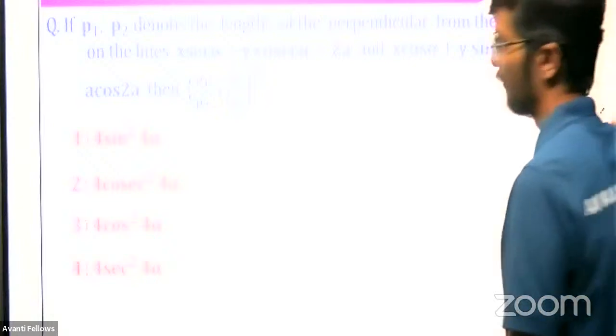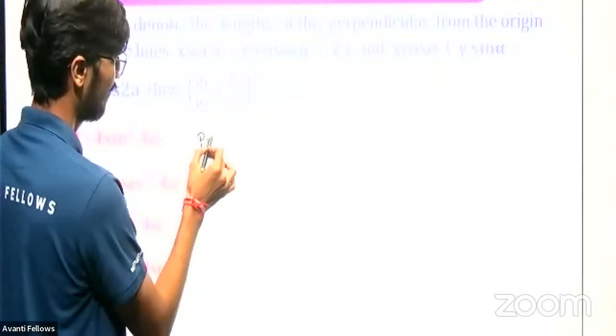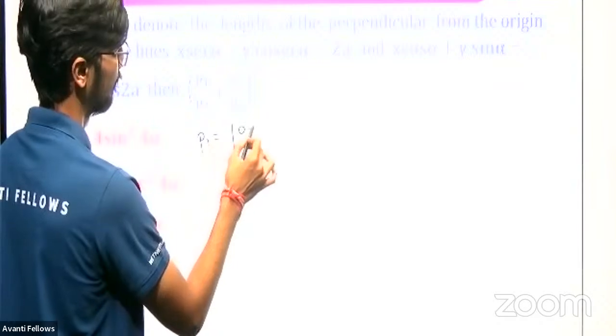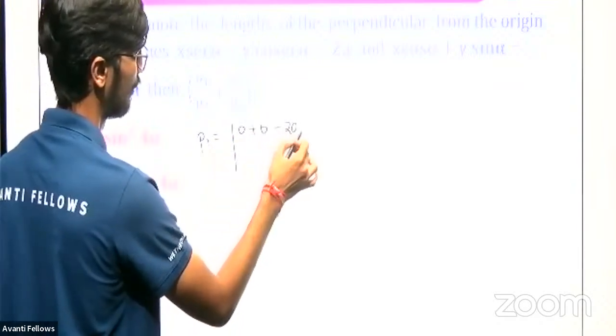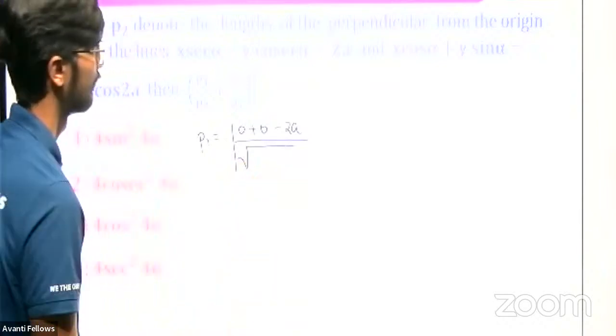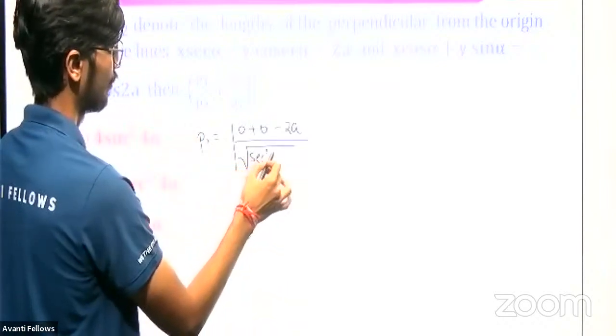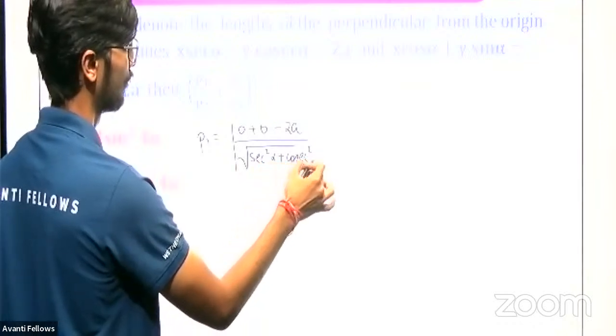Let us read the question. If P1 and P2 denote the length of the perpendicular from the origin on the lines, then we have to find its value. So let us calculate P1. I hope you remember the perpendicular distance formula. I think P1 will be equal to, origin on this line, so I'll get 0 plus 0 minus 2a upon under root of sec square alpha plus cosec square alpha.